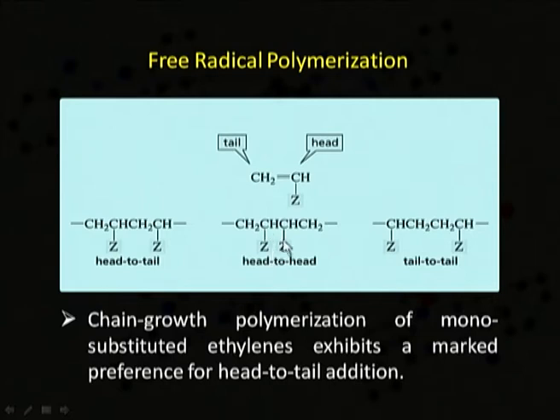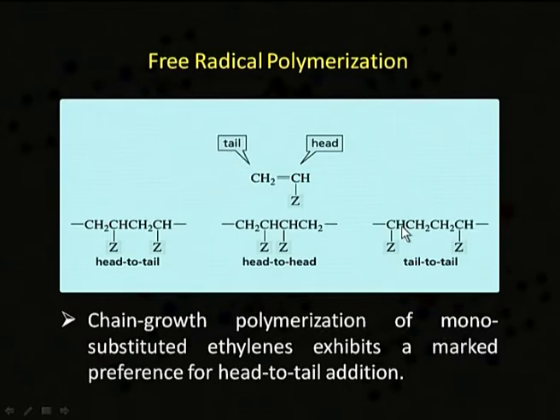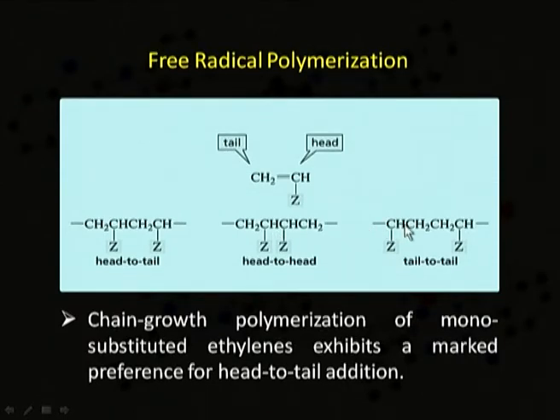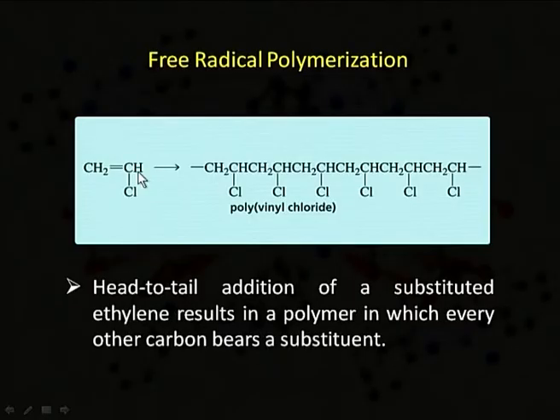So, we may say that in this structure head to head combination is going on, and in this third type of combination, CHZ, CH2, CH2, CHZ, we are seeing that these are the tails of two monomer units combining together, and the formation of tail to tail is going on. Head to tail addition of a substituted ethylene results in a polymer in which every other carbon bears a substituent, which can be understood by this equation.